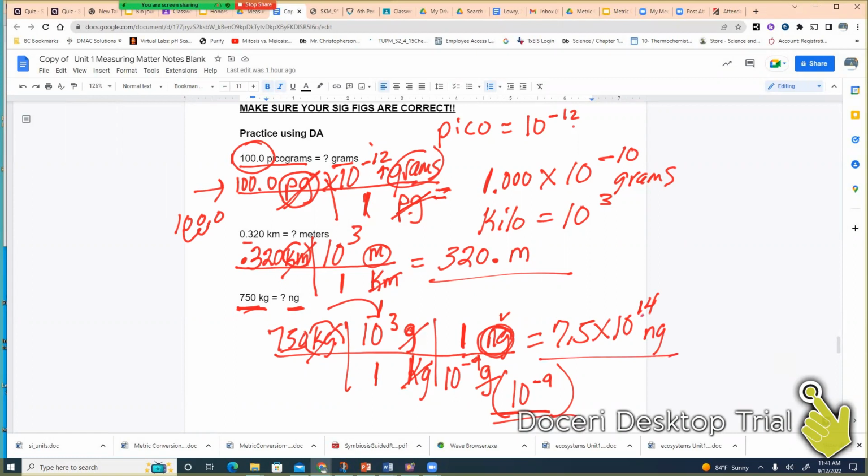How is this bigger? Because a positive exponent, remember, I'm moving my decimal this way 14 times. My number's getting really big, right? If it was a negative, I'm moving my number this way and my number's getting a lot smaller. So a negative exponent is a small number, a positive exponent is a big number.